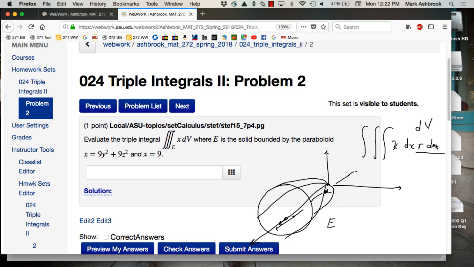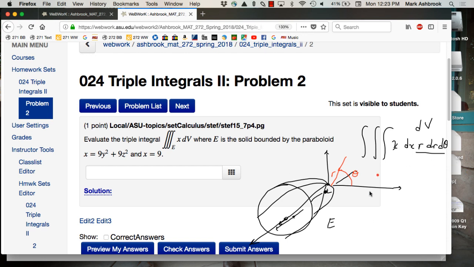r dr d theta, where now our polar plane is in the yz plane. So our theta would be this angle in the yz plane, like swept, and this would be r. So now your polar plane is the yz plane. Theta is swept counterclockwise from the positive y-axis. R is the distance from the pole in the yz plane.